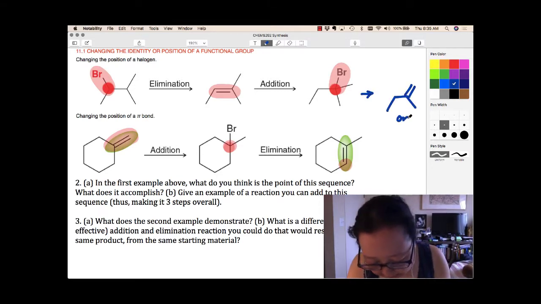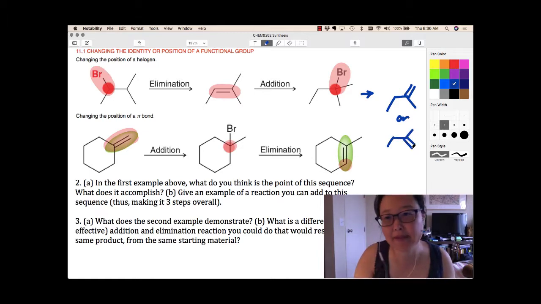So I'm thinking of either eliminating here or here, and it turns out they're the same thing because of bond rotation here. These are the same molecule. I know they look different, but they're the same. How do I do terminal alkene formation?